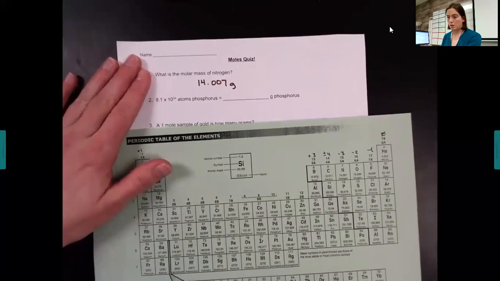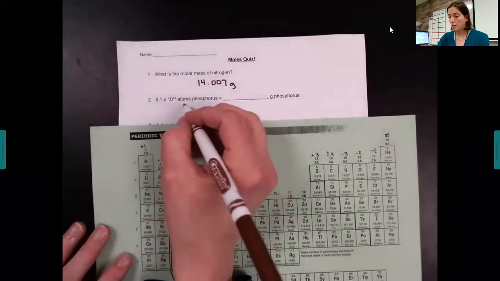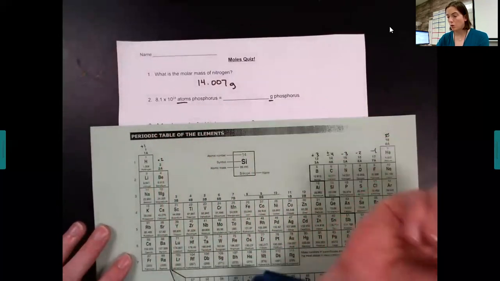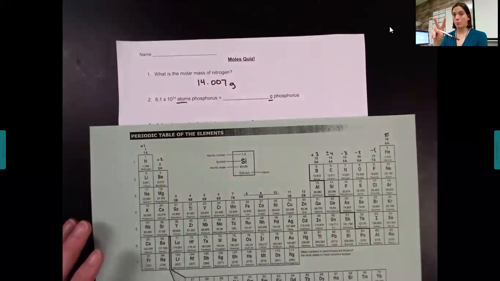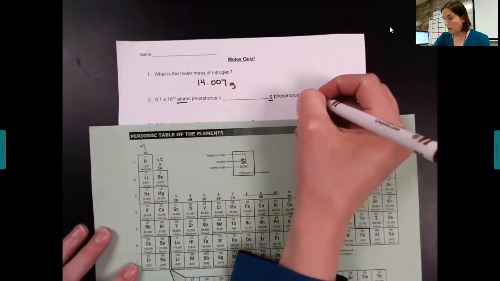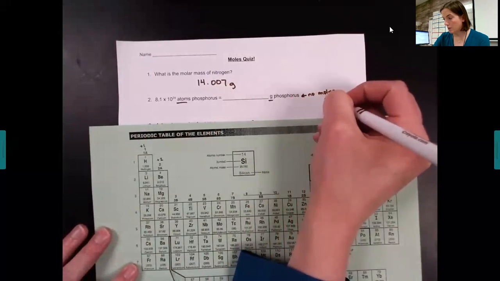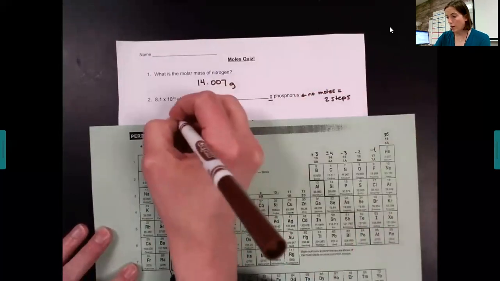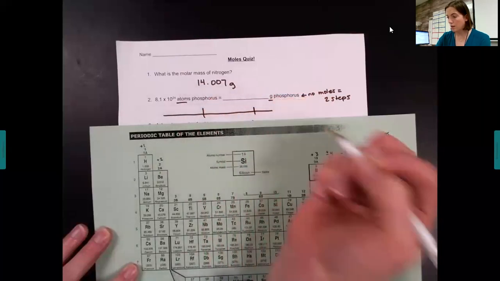Number two, 8.1 times 10 to the 24th atoms of phosphorus is equal to how many grams of phosphorus? Atoms to grams, it does not say moles anywhere. So we know this is a two-step problem. Again, it's atoms to grams, doesn't say moles, two-step. No moles equals two steps. So I can go ahead and draw my train tracks.